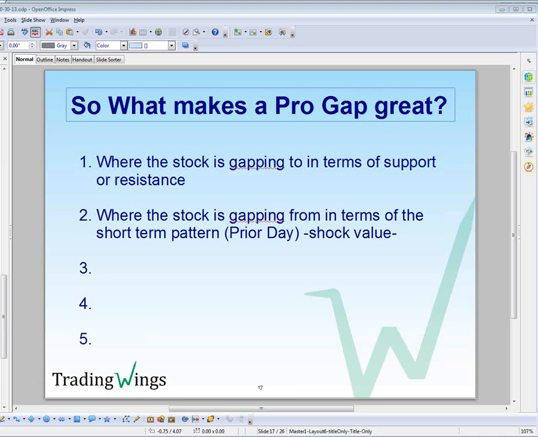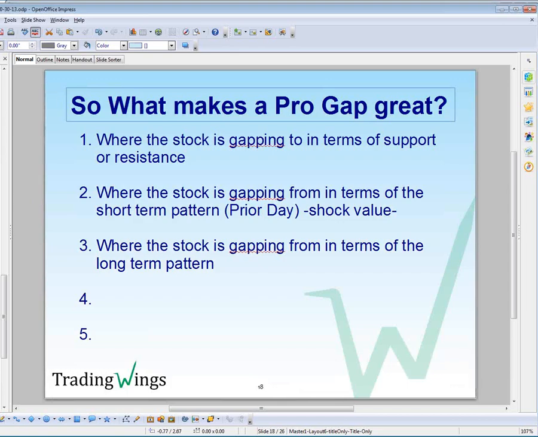Okay, so let's go ahead and move on. That's number two. Where is the stock gapping to? Now we're getting to some of what you guys already threw out here. Now the number three, what I look for that makes a pro gap is where is it gapping to in terms of a long-term pattern? And we just talked about that. A long-term pattern, so what does that mean? What makes a better long-term pattern? I mean, what makes a good gap if it's in a long-term pattern?